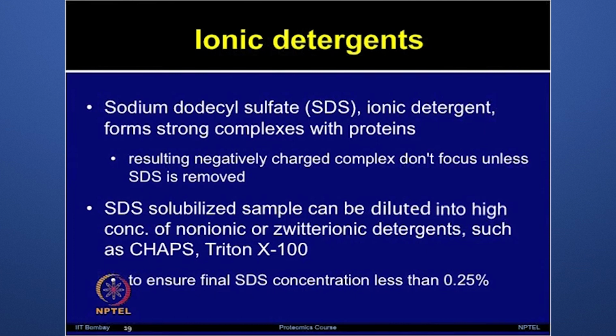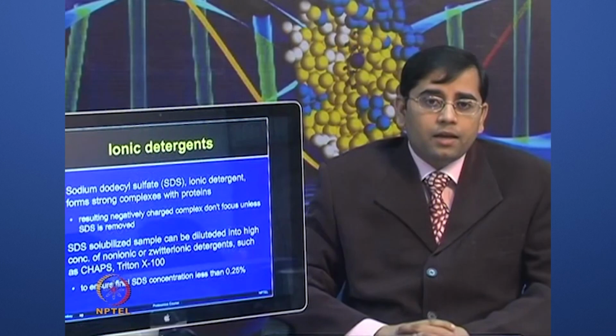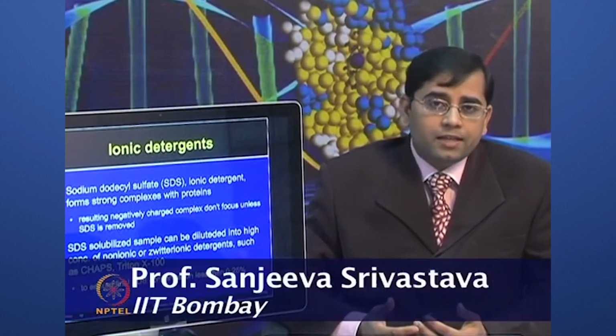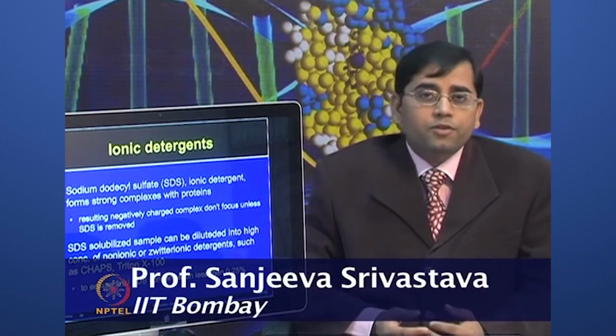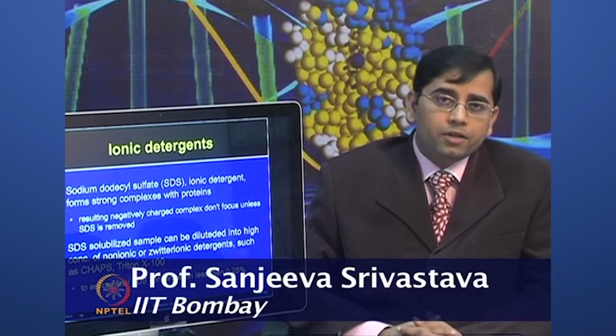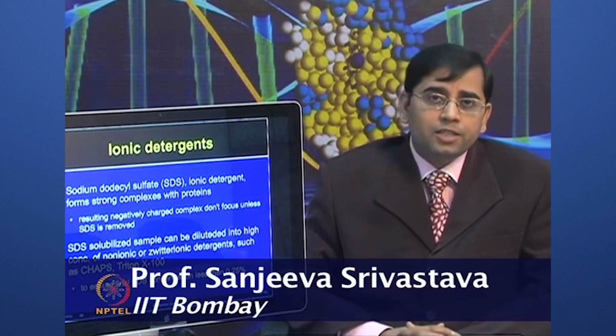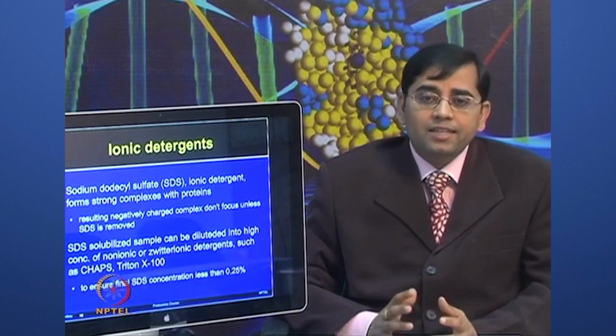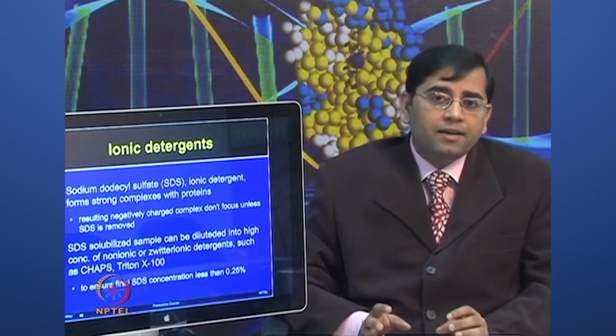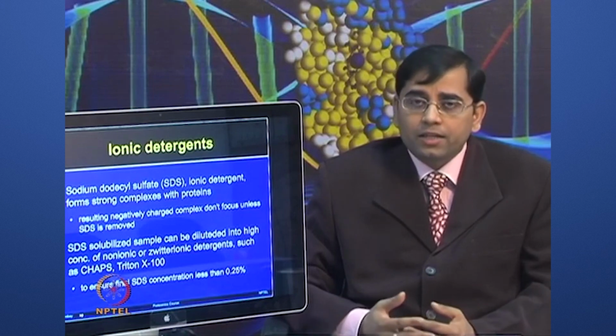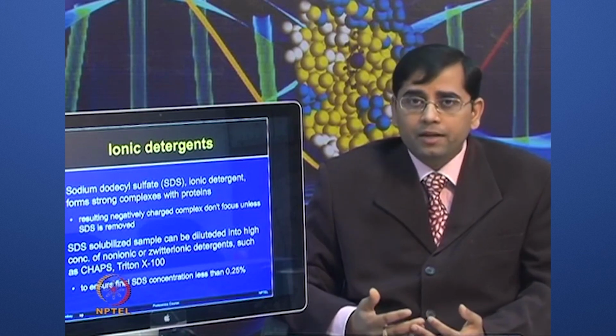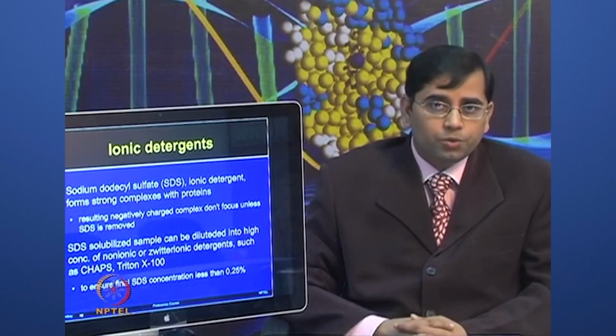An SDS-solubilized sample can be diluted using a high concentration of non-ionic or zwitterionic detergents, such as CHAPS and Triton X-100, and we have talked about all the different types of detergents in the last lecture. So, you can try different types of non-ionic or zwitterionic detergent. This step will ensure that the final SDS concentration is less than 0.25%. Otherwise, your isoelectric focusing will be hampered by this excess of SDS molecules.